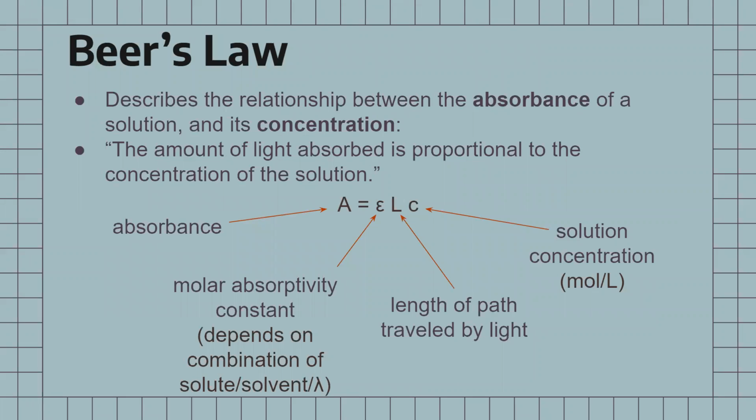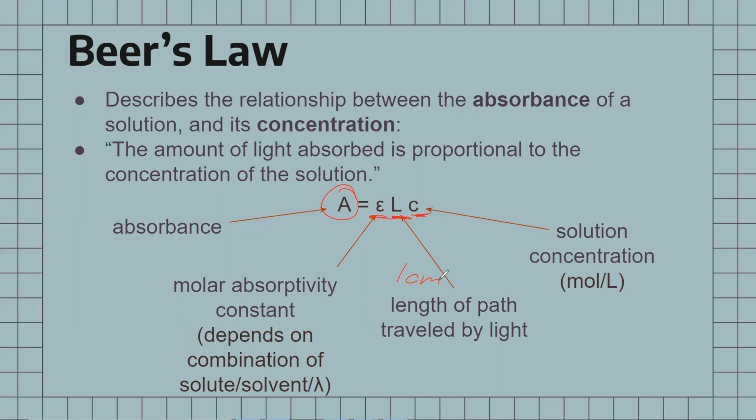Beer's law describes the relationship between absorbance and concentration of a solution. So we have A, for absorbance, is equal to the molar absorptivity constant, which is something that you either have to calculate or have to be told, times the path length. How far does that light have to travel? Usually it's 1 centimeter, unless you are told differently, and then times concentration in moles per liter.